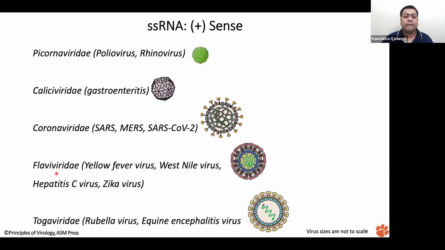Then you have the flaviviridae. The flaviviridae do contain yellow fever, West Nile, hepatitis C, and the Zika virus. Then you have the togaviridae, with rubella and equine encephalitis virus in these families. And these are just the representative structures of them.